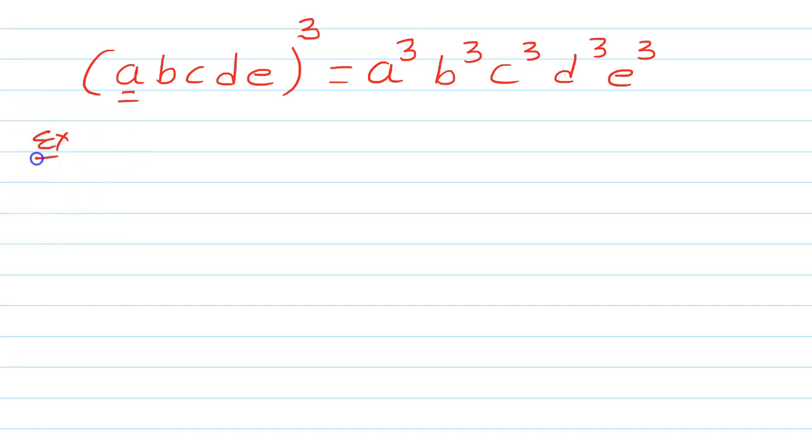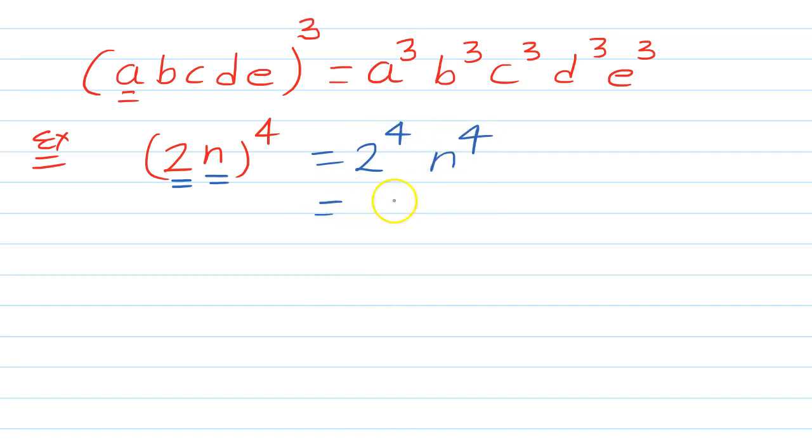This is an exam question. In the exam, a question came like this: 2n to the power 4. It means there are two members in this family, 2 and n. So it means 2 to the power 4 and n to the power 4. Right? 2 to the power 4 means 2 times 2 times 2 times 2, that is 16. Okay, 16 n to the power 4. So this is your answer. It is based on this rule.